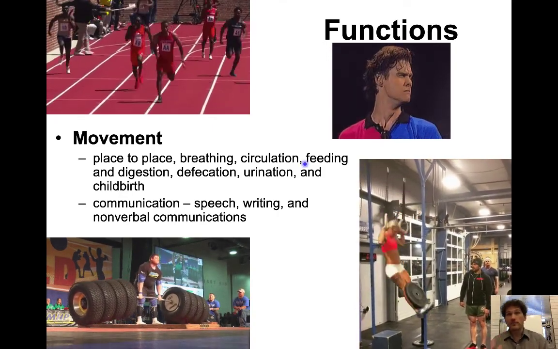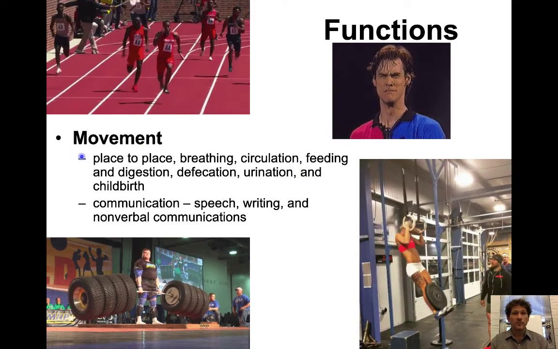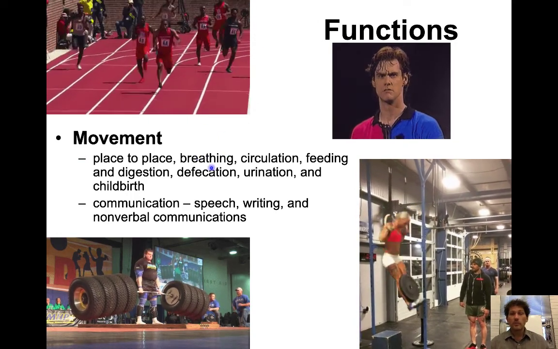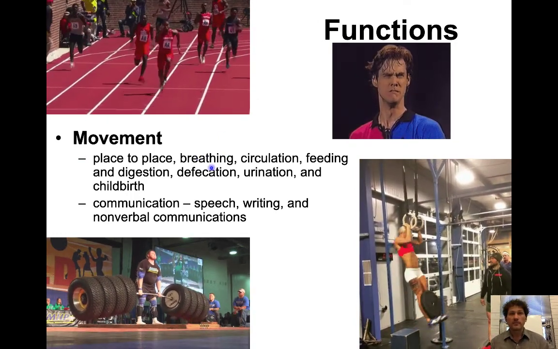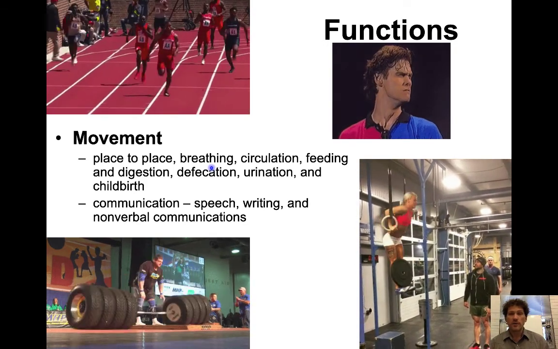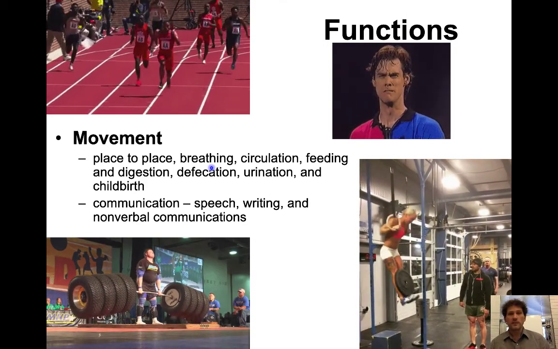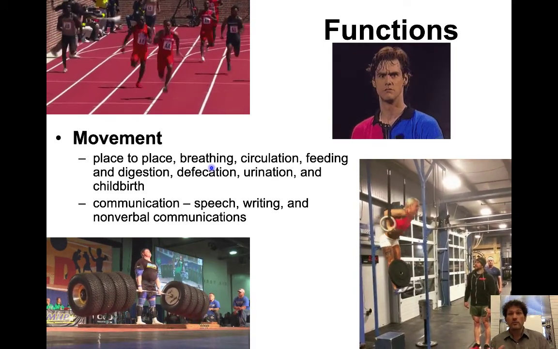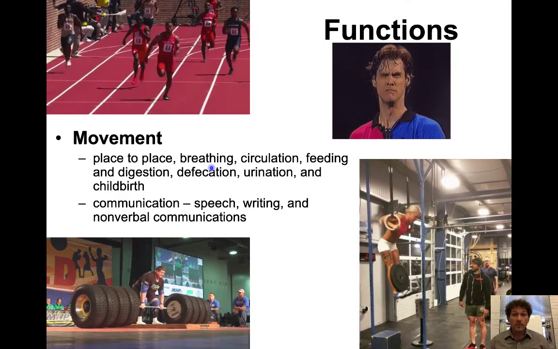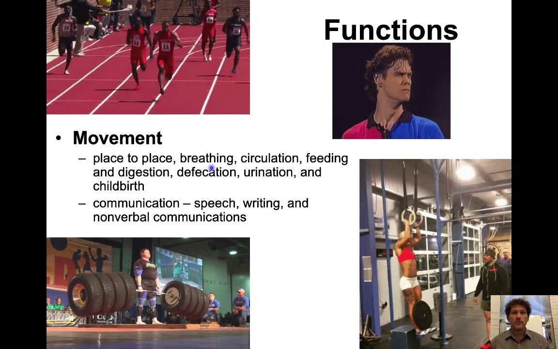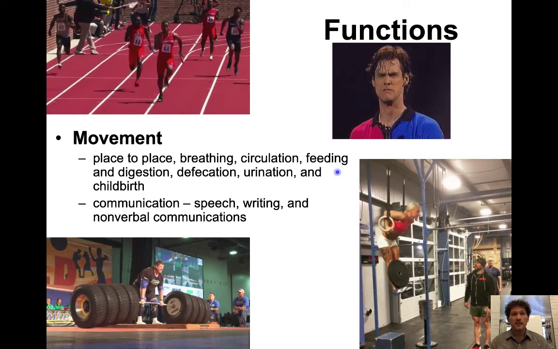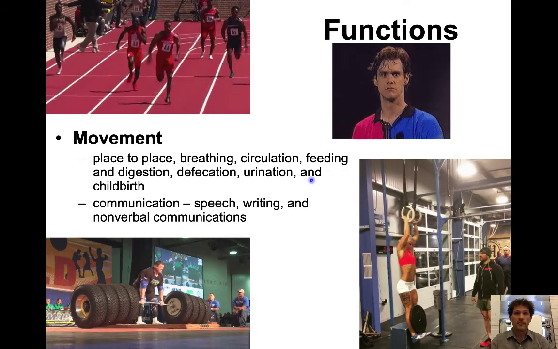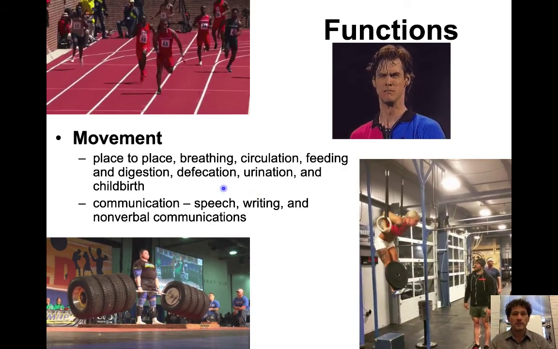Well, lots of different functions. It helps us move around from place to place, as you can see these runners. Helps us with breathing, right? You learned about some different muscles involved with our respiration, so our intercostal muscles and our diaphragm, to name a couple. It helps with circulation, so even as we're breathing, taking a breath, it's helping move blood through our veins. It helps us with feeding and digestion, going to the bathroom and childbirth, and we talked about childbirth back in Unit 1 with that positive feedback loop.